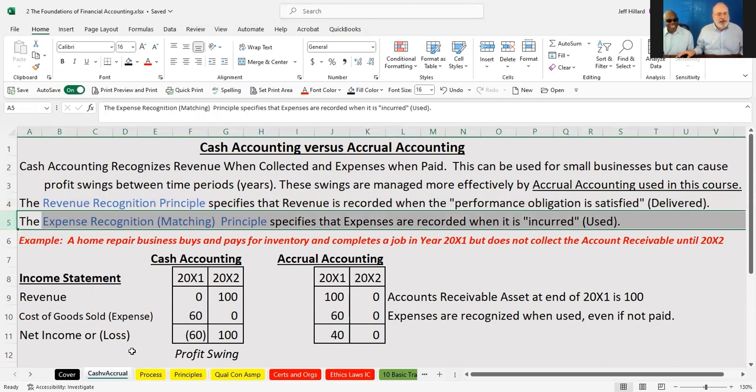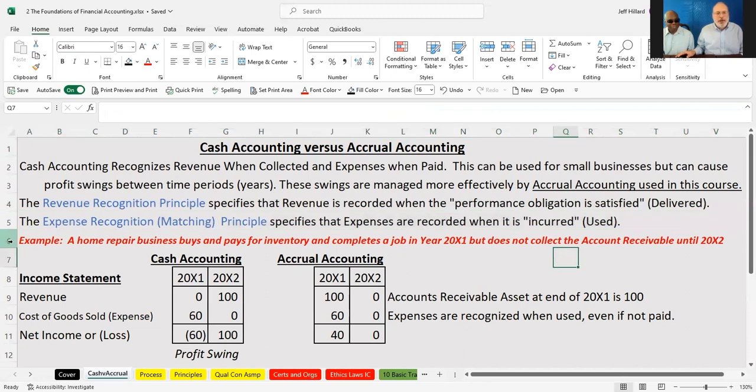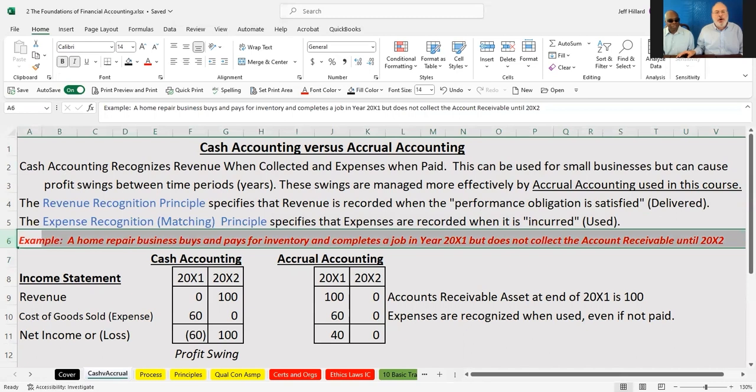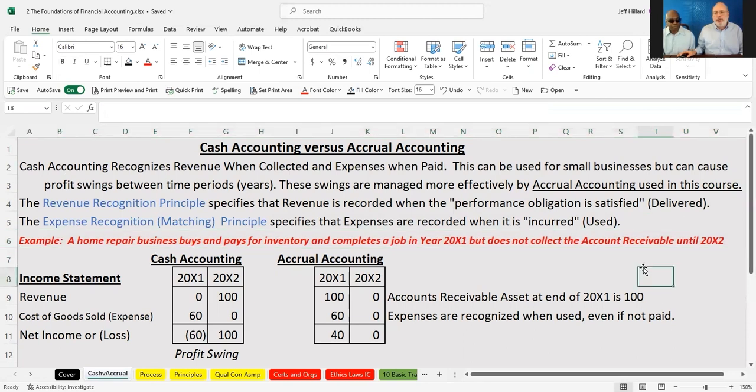Right. The expense recognition principle, also known as the matching principle, specifies that expenses are recorded when incurred or used, not when paid for. So in this example, a home repair business buys and pays for inventory and completes a job in 20X1, but does not collect the account. They give them a bill, but they don't collect until the following year, 20X2.